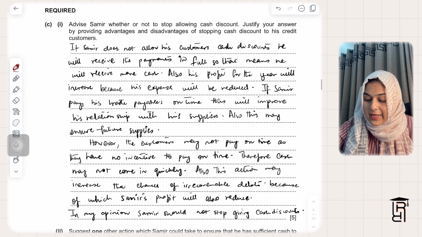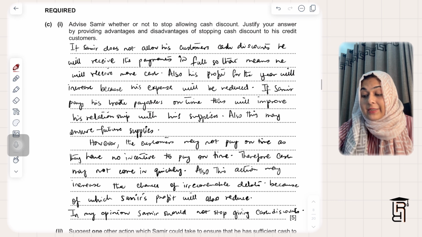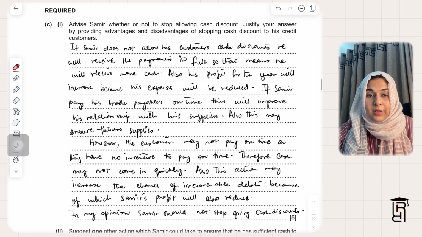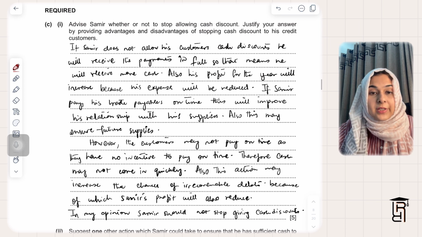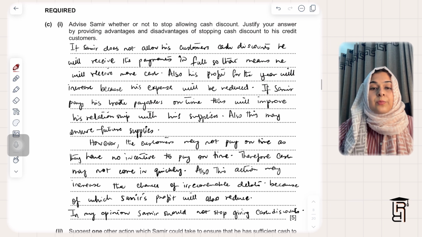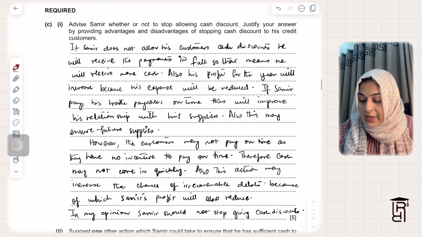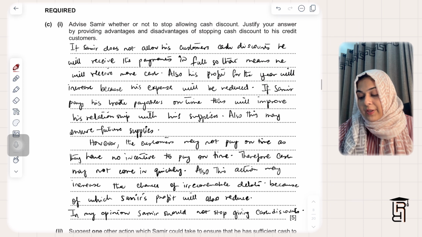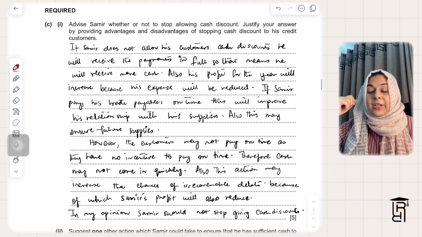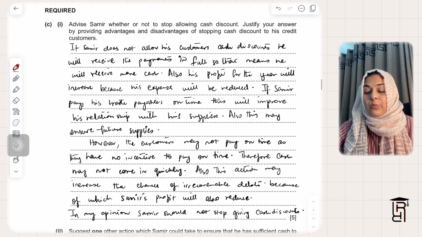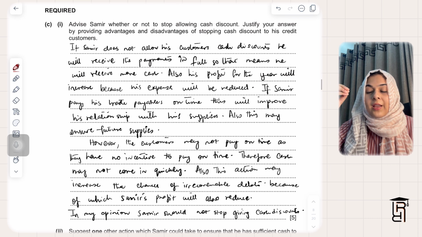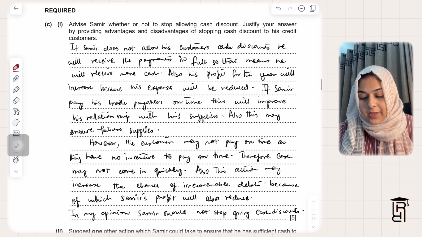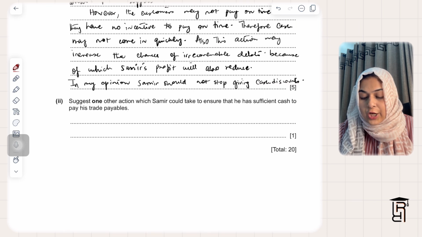So also this action may increase the chances of irrecoverable debts. Yes, because maybe the customers may not pay us, because of which Samir's profit will also reduce, because irrecoverable debts is an expense, and expenses reduce your profit for the year. In my opinion, Samir should not stop giving cash discounts. Samir should continue giving cash discounts, because we want our customers to pay on time, and that cash discount just gives them an incentive to pay on time.